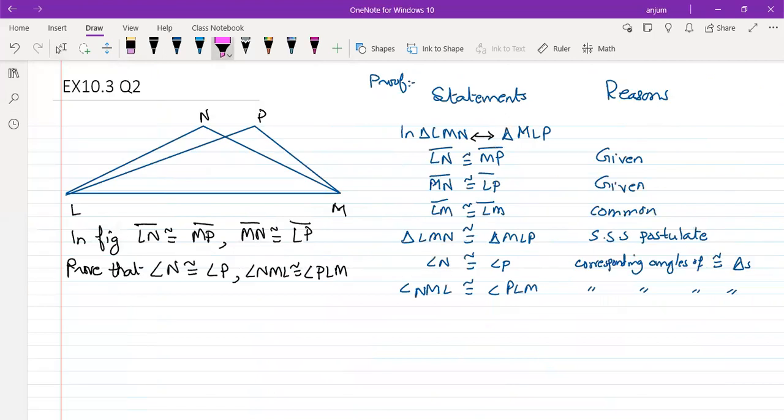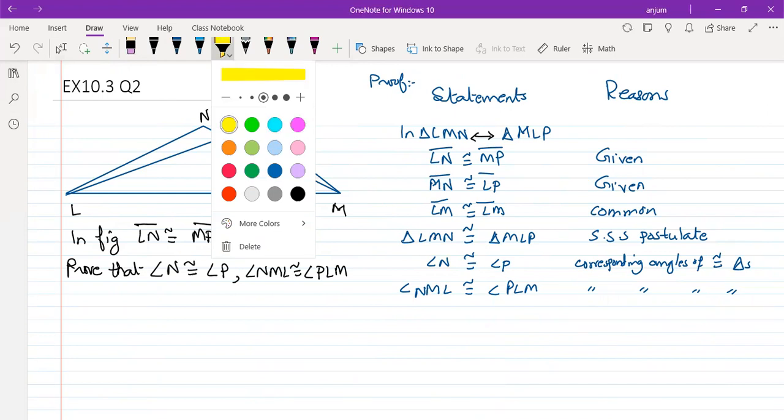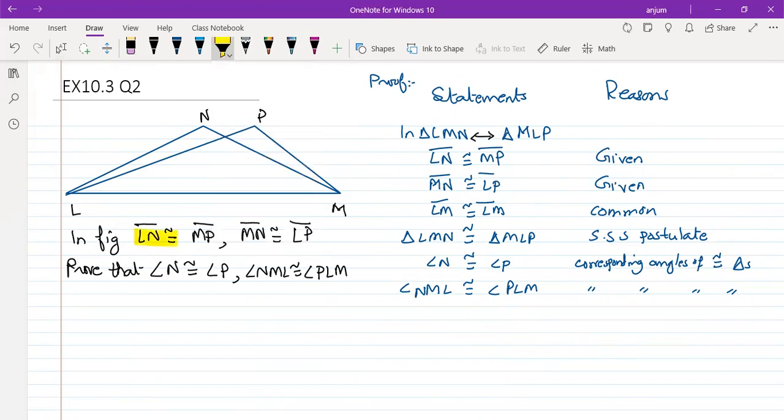Here we are given a diagram, and in this diagram, LN is congruent to MP, MN is congruent to LP, and we have to prove that angle N is congruent to angle P, and angle NML is congruent to angle PLM. So by just proving the congruency of the triangles, we can prove both these results. It's very, very simple. We take the correspondence of these two triangles.